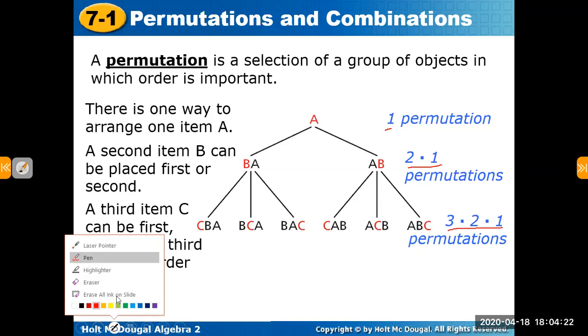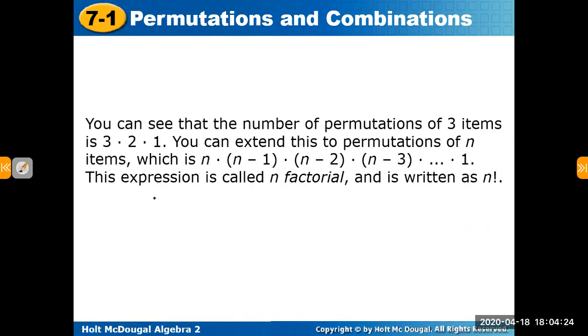So we can notice a pattern here. You can see that the number of permutations of 3 items is 3 multiply 2 multiply 1. If you extend this to n number of items, it becomes n multiply with n minus 1, that is a number lower than n, then n minus 2, then n minus 3, till 1. This expression is known as n factorial.